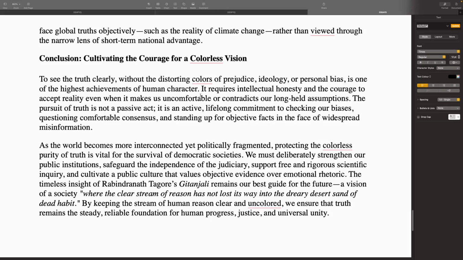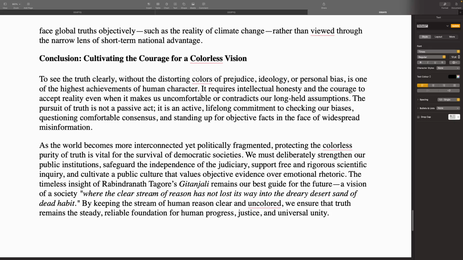As the world becomes more interconnected yet politically fragmented, protecting the colorless purity of truth is vital for the survival of democratic societies. We must deliberately strengthen our public institutions, safeguard the independence of the judiciary, support free and rigorous scientific inquiry, and cultivate a public culture that values objective evidence over emotional rhetoric.